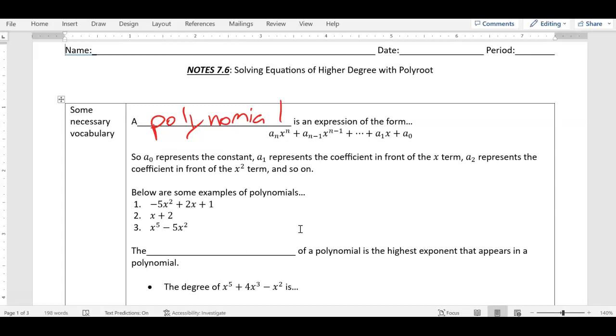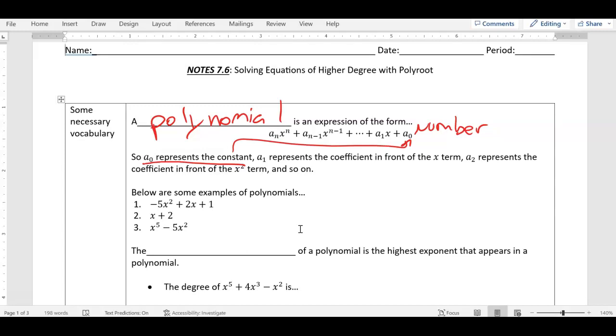Now, this is important. Everyone underline this. A sub 0 represents the constant, okay? Constant is always just the number by itself, just a number. Everyone write this down. So A with the sub 0 means constant, the last number. Cool. And then all of these other numbers match up.